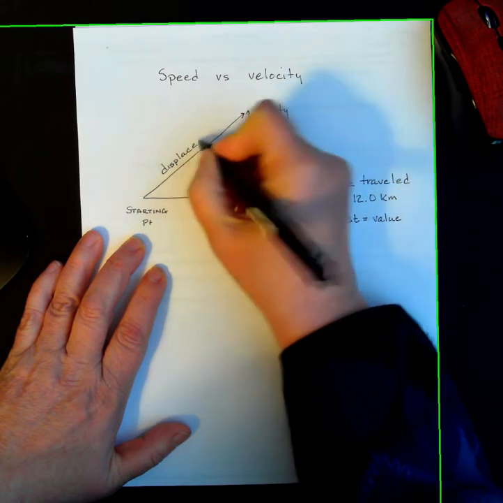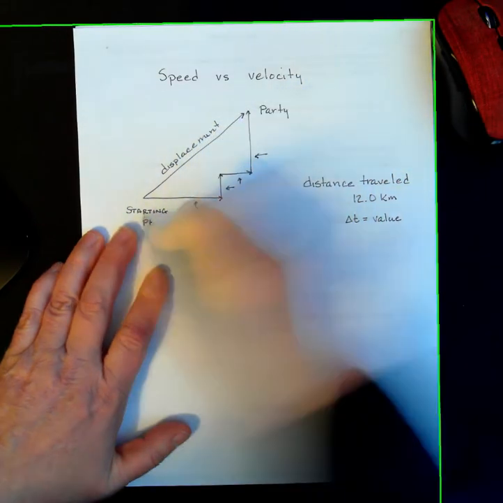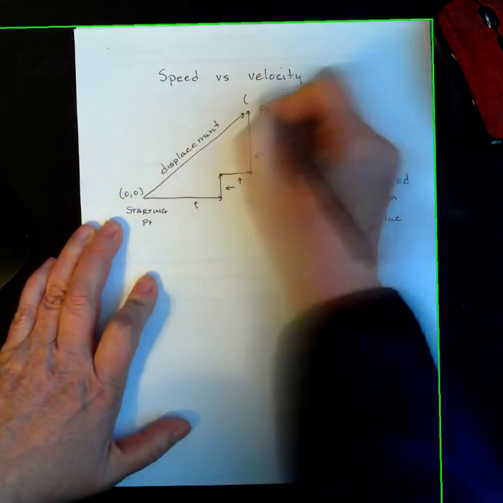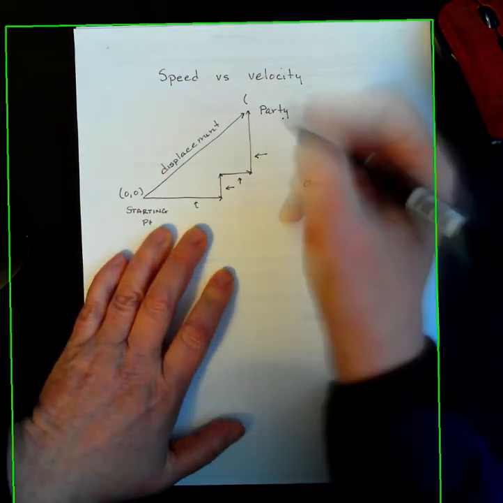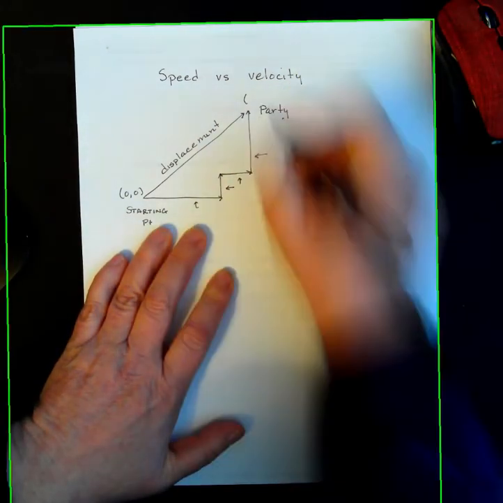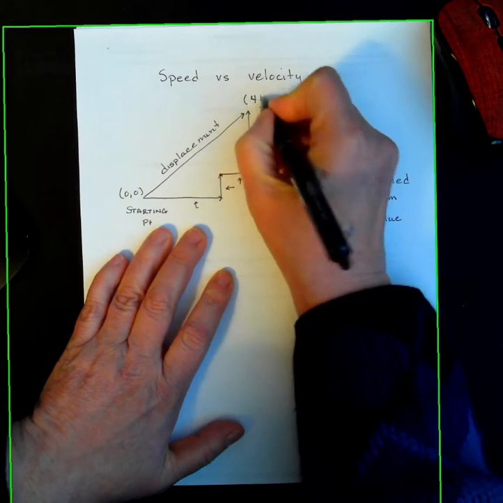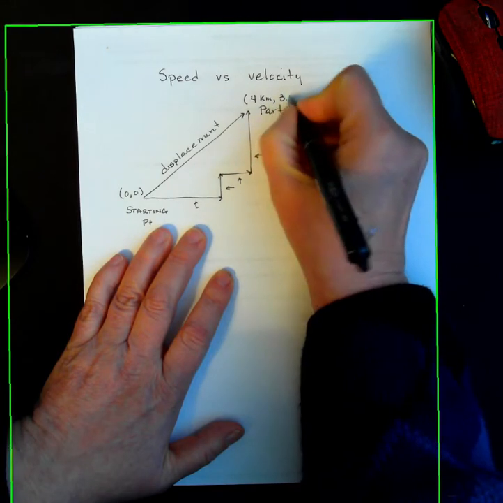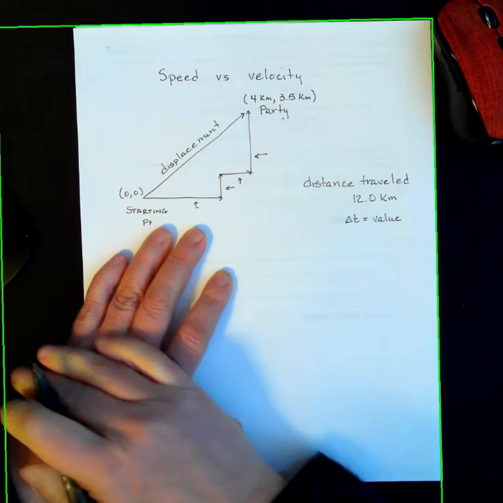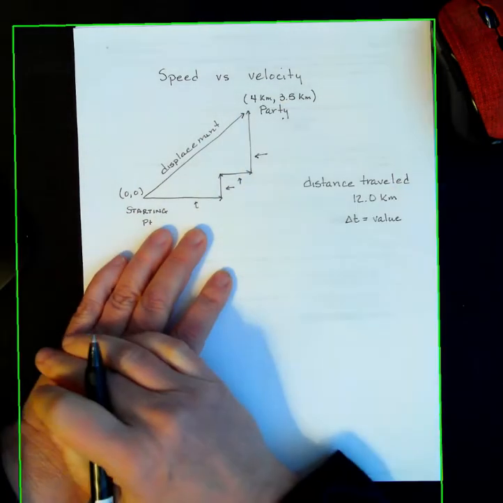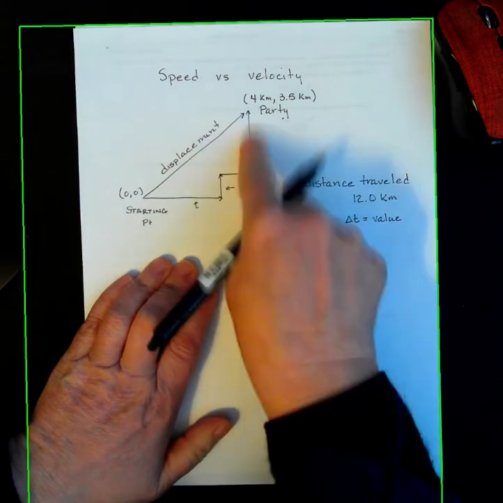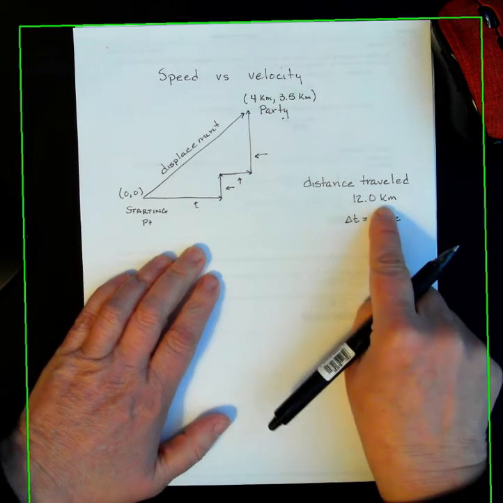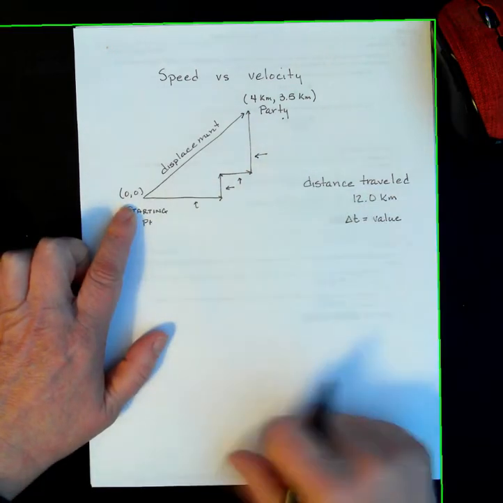And the displacement only cares about where we started and where we stopped. So if I had this as a point 0, 0, and I have this as a point, let's make it 4 kilometers in the X direction, and we'll make it 3.5 kilometers in the Y direction. That's going to give us our displacement. Now the distance traveled does this meandering. We could have actually done some backtracking, or we could have done a U-turn. So this distance traveled doesn't necessarily relate to our displacement.